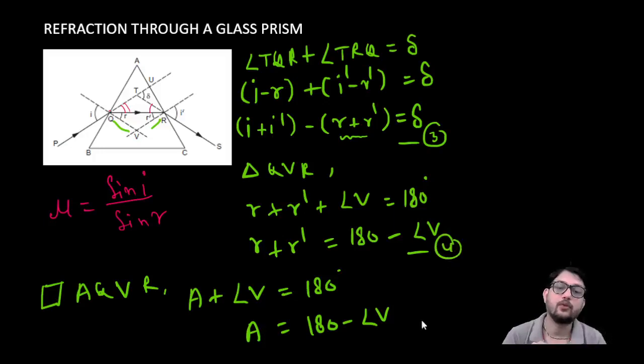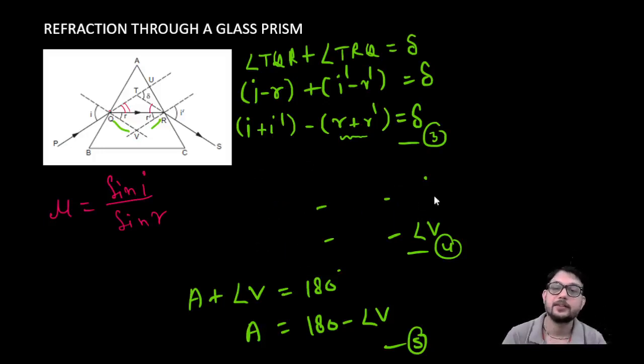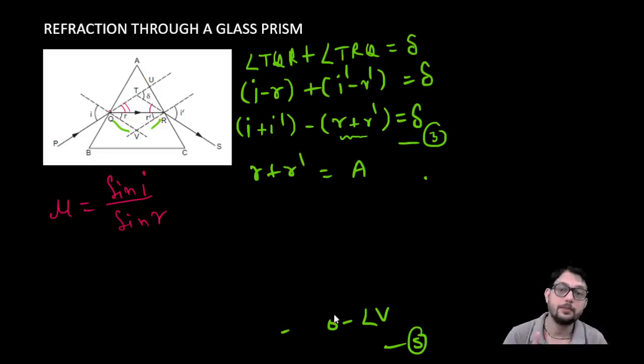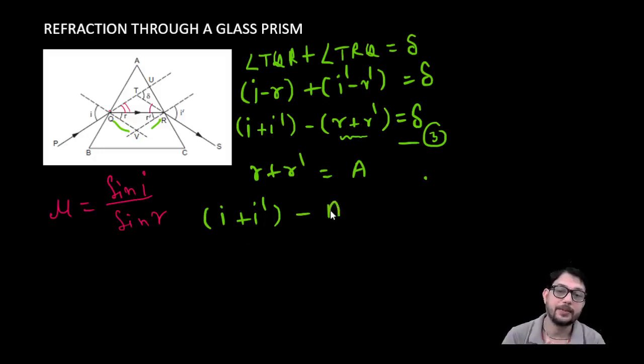Now if this is equation 4 and this is equation 5, then equations 4 and 5 give the result that R plus R dash is equal to capital A. So from equations 4 and 5 we write R plus R dash is capital A. Now we can simply put the value of R plus R dash as capital A. So we have I plus I dash minus capital A, and that will be delta. Let this be equation number 6.